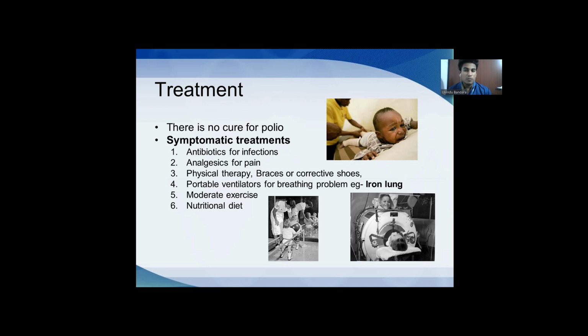We use portable ventilators for breathing problems, like the iron lung, as you can see in the picture. We will ask the patient to do moderate exercises to develop the muscles in the legs and arms, and we will give a good nutritional diet, as most of these patients are children.